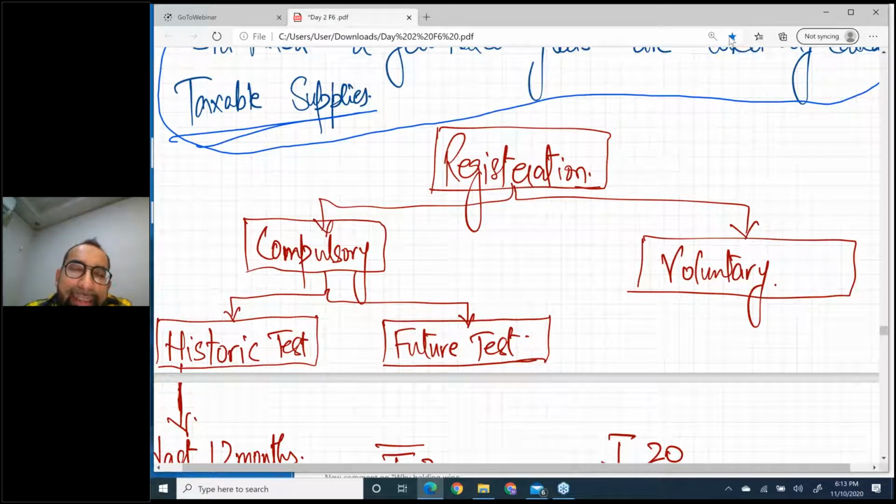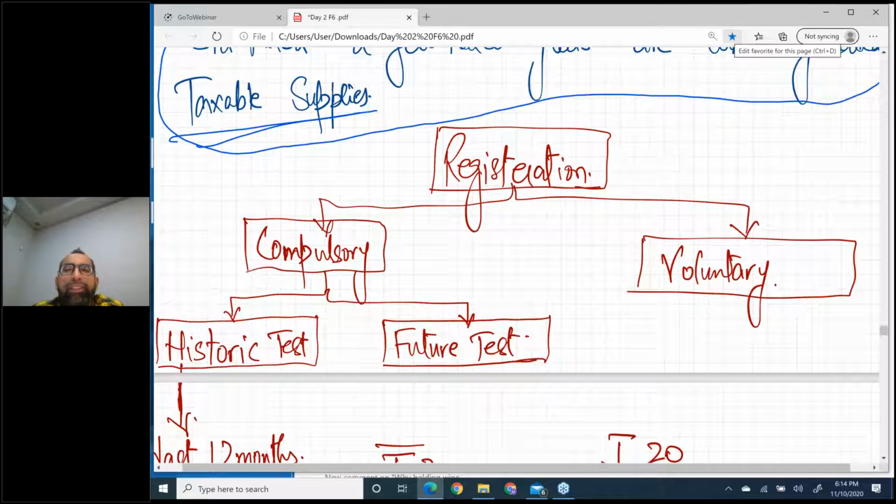Now write the second line. Only a registered trader can claim input VAT. That means if you want to claim input VAT, first of all, you must be registered. Unregistered guys are not allowed to enter the tax department. These are very basic things. I'm sure you know this before. Now, what is the topic of registration?